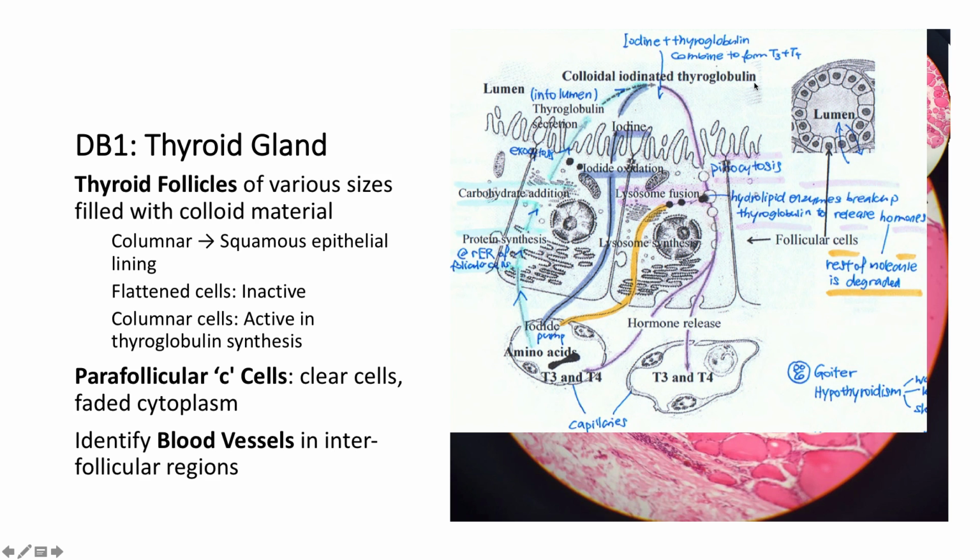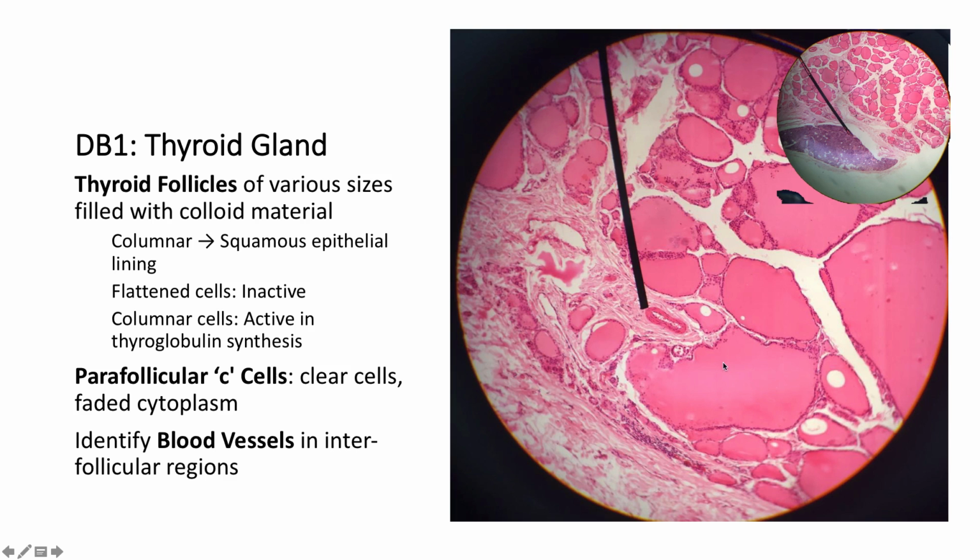Then they produce the thyroglobulin, the colloid material that's inside here. So this thyroglobulin production, the colloid material, is what all these big pools are. These pink pools of colloid.